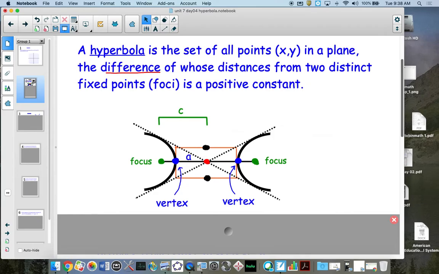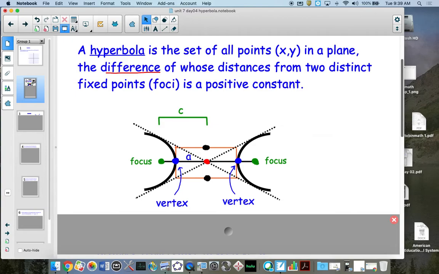Now notice for the hyperbolas, C is actually bigger than A, because the focus is further away from the center than the vertices are. So this is going to change some things for us, but that's probably one of the key things to remember. The difference between a hyperbola and an ellipse is that C is bigger than A for the hyperbola. It's smaller than A for the ellipse.